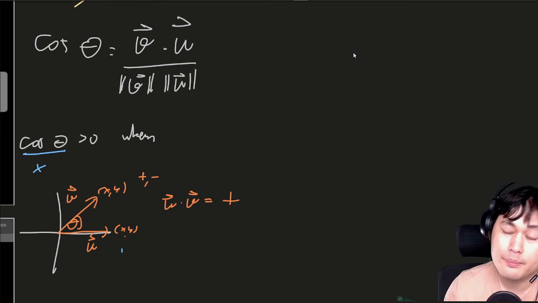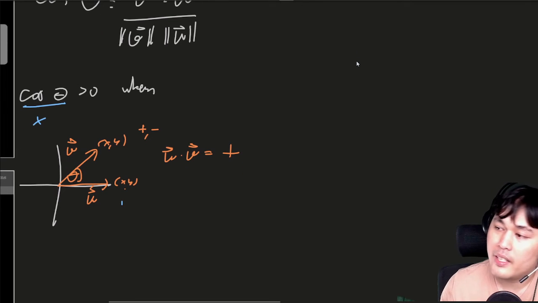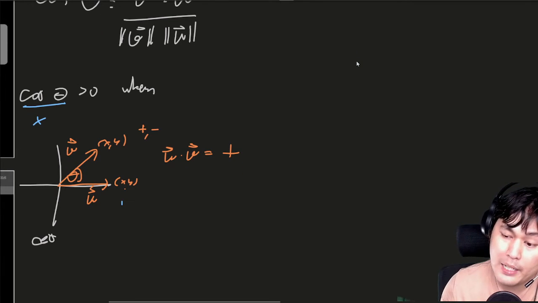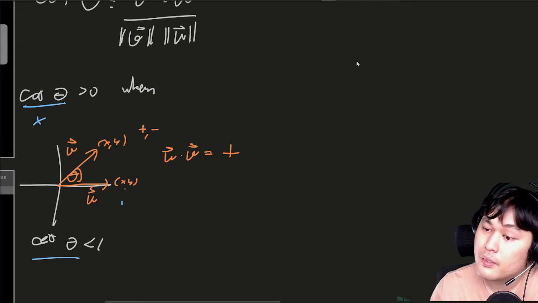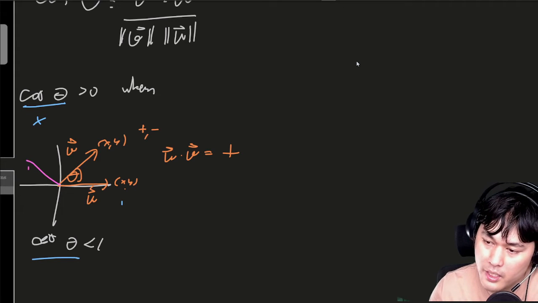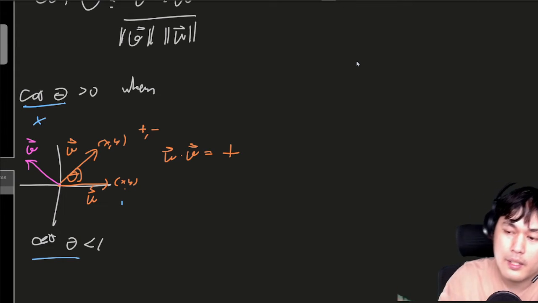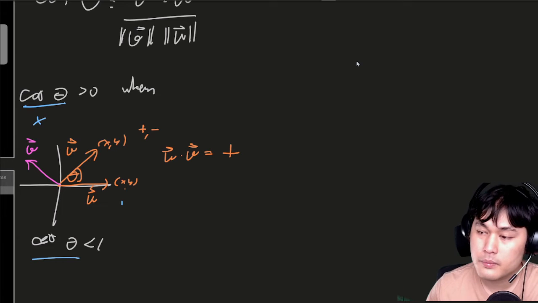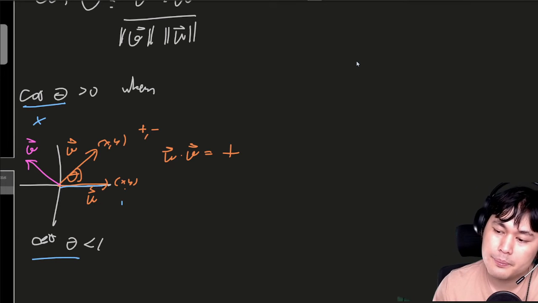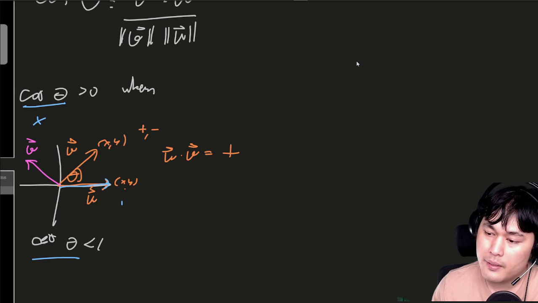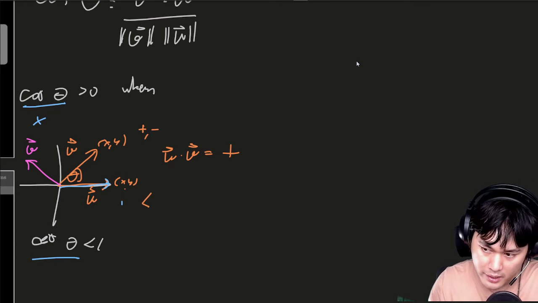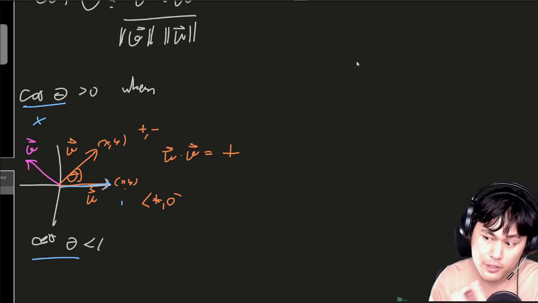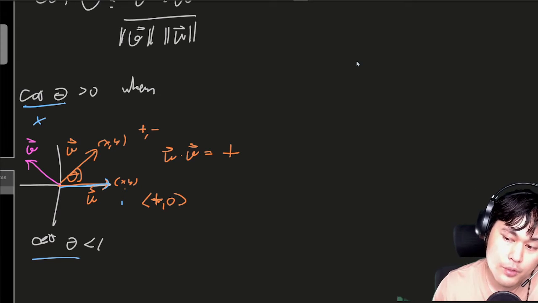So that works, right? And then what happens when, how do we know if cosine is negative? It's negative when, again, the x value is negative. Okay, so that means the other vector has to be in the left quadrant. And what happens here in the left quadrant? You see that for u, again, it's positive and 0, if you rotate it this way.